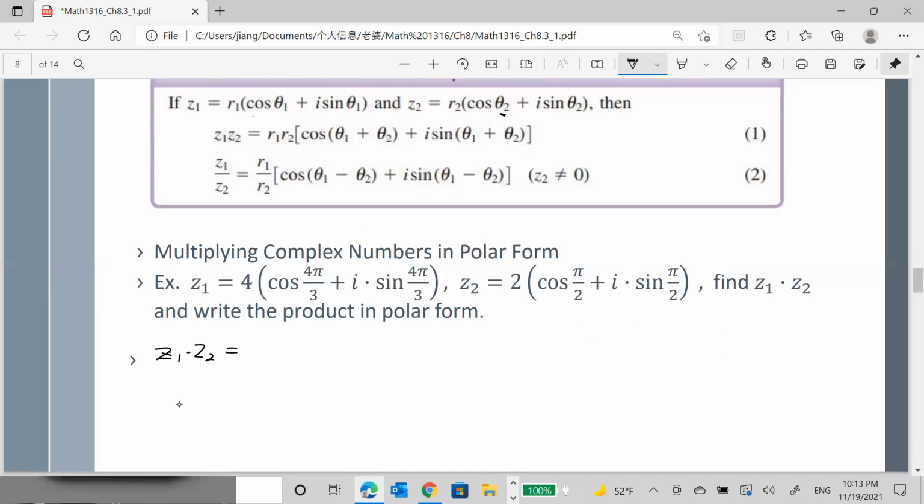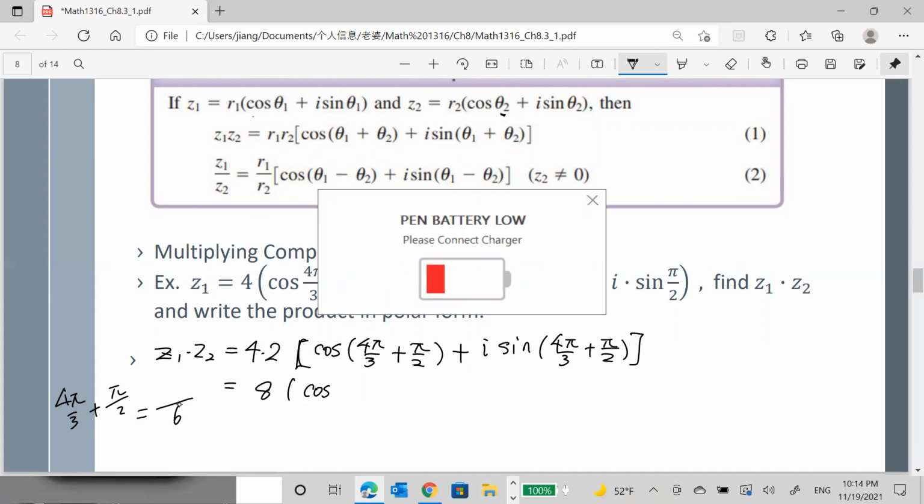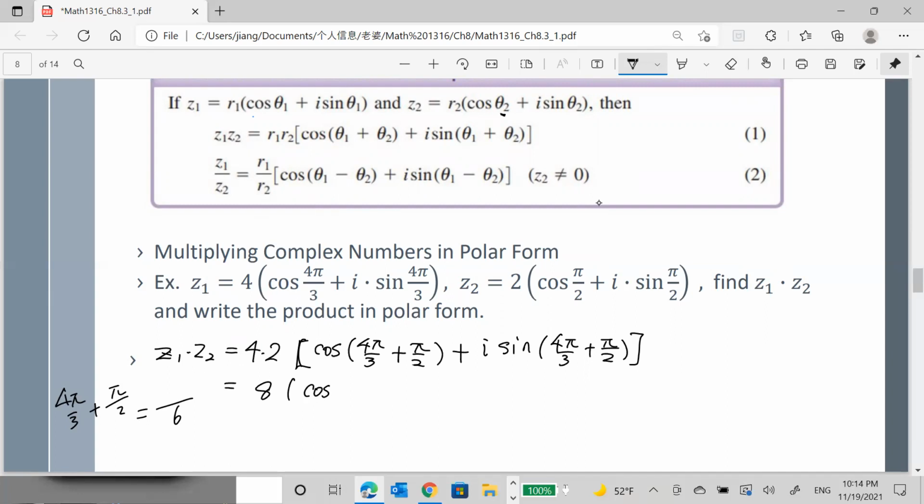So multiply the r together, 4 times 2. And then in the brackets, I have cosine of 4 pi over 3 plus pi over 2 plus i times sine of 4 pi over 3 plus pi over 2. And then simplify this. This is 8 cosine. What is that? 4 pi over 3 plus pi over 2, they have same denominator, that's 6. 8 plus 3, that's 11 pi. So that's 11 pi over 6 plus i times sine 11 pi over 6. So this is the polar form.